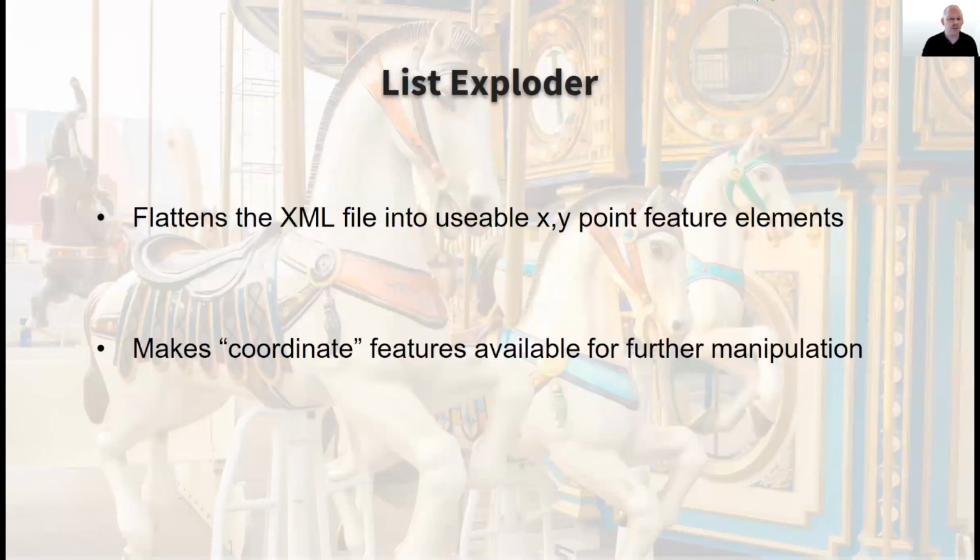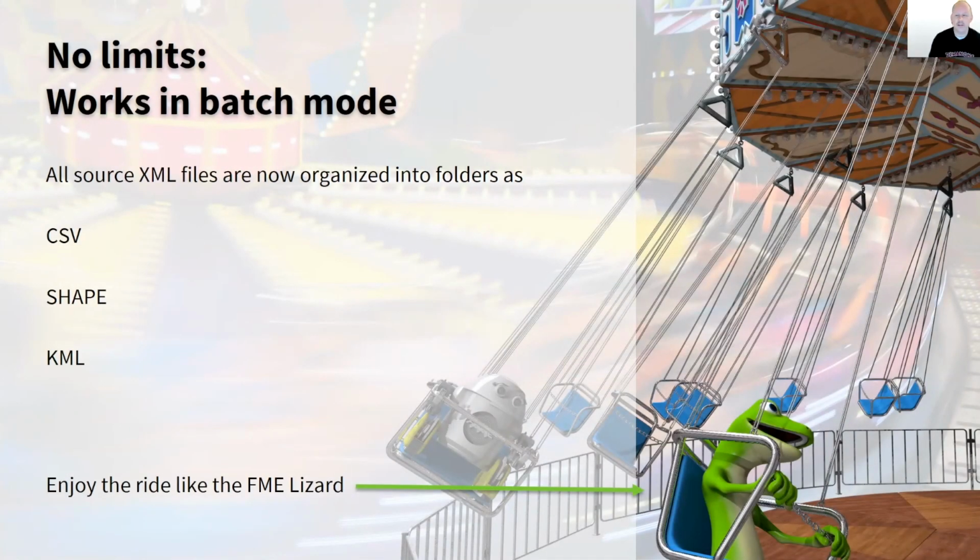The list exploder, as I mentioned, flattens the XML file into usable XY point feature elements. It makes those coordinate features available for further manipulation. As you can see, there seems to be no limits with FME. It works in batch mode. All source XML files are now organized into folders under either CSV, shape, or KML formats.